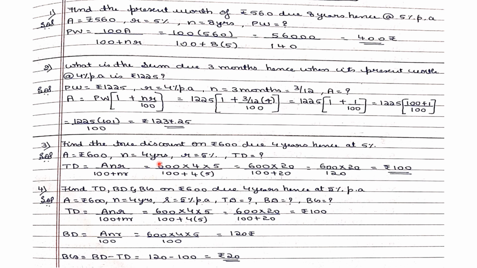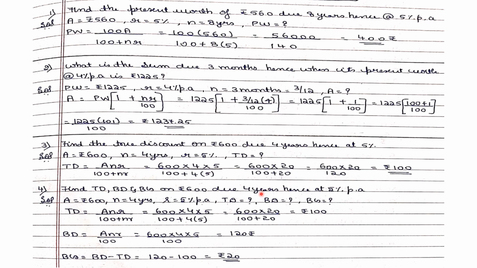Find the true discount on rupees 600 due 4 years hence at 5% per annum. So here you have to find out the true discount. This formula is enough: ANR divided by 100 plus NR. So A value is 600, N value is 4 and R is 5. Here also you do the same thing, 100 plus 4 into 5. Then multiply and add, you will get the answer as rupees 100. That's the true discount you are getting.